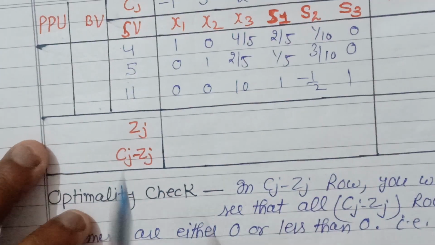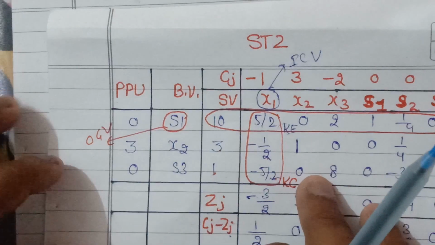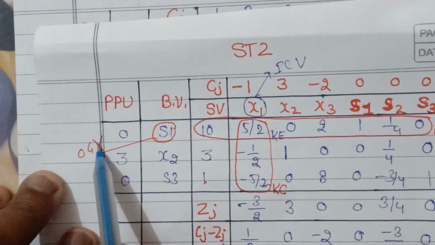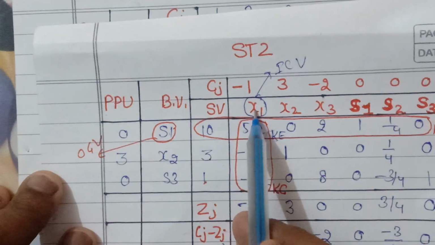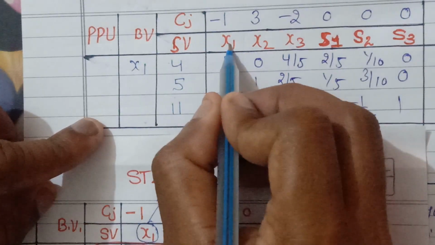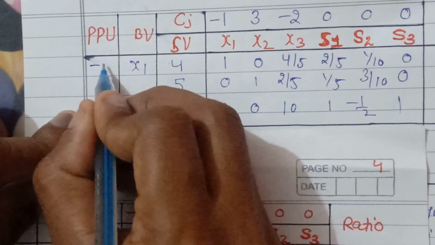Now, as in simplex table 2, we have to mark the values of BV and PPU also. Here you will see that this S1 is the outgoing variable and this X1 is the incoming variable. So let us mark here X1, and the value in front of X1 is minus 1. So this value has to be used under PPU.